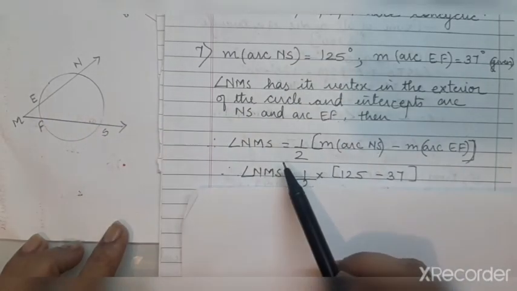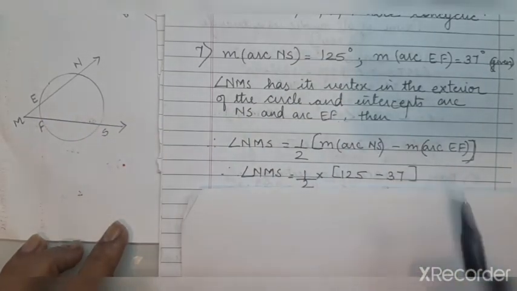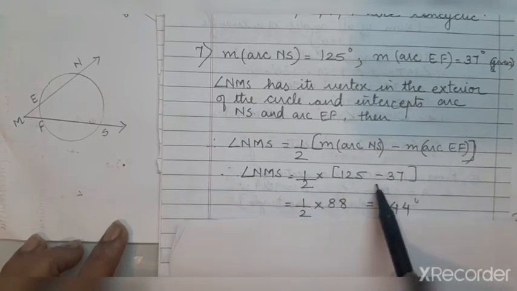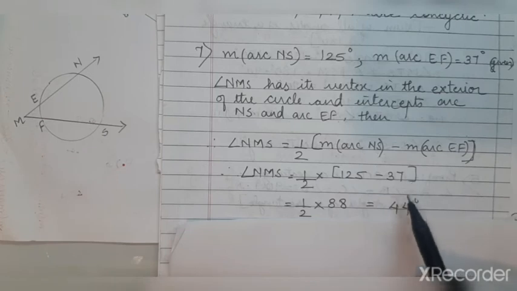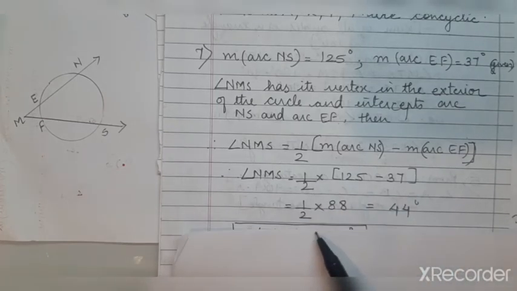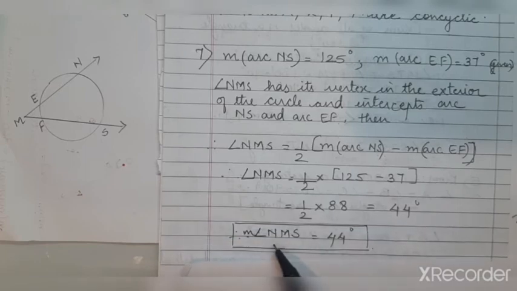Now from this we know the measure of both the arcs. So 125 minus 37 we have substituted. Then 125 minus 37 is 88. 88 upon 2 is 44 degrees. So we got the measure of angle NMS as 44 degrees.